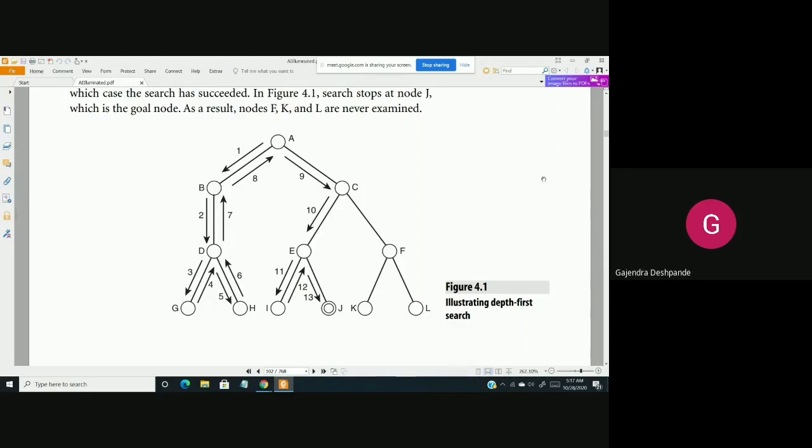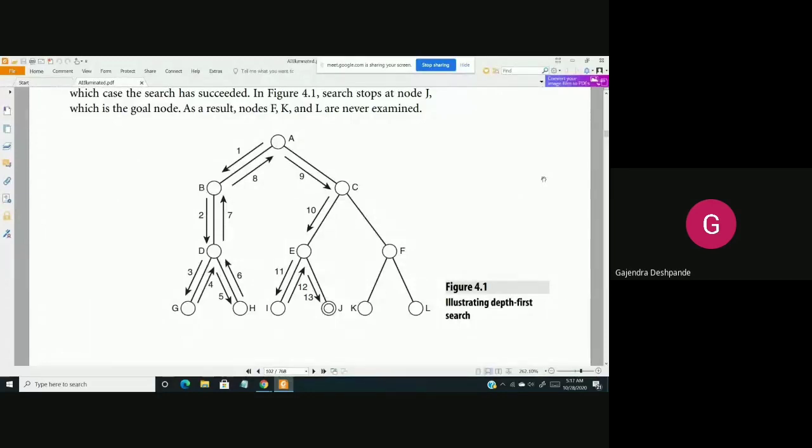Now from C, you can observe that there are two branches again, E and F. So E is on the left side, so visit E first. Then after visiting E, visit I. Then after I, backtrack to E, visit J. So J is our goal node, so stop. So this is how depth first search works. Okay.